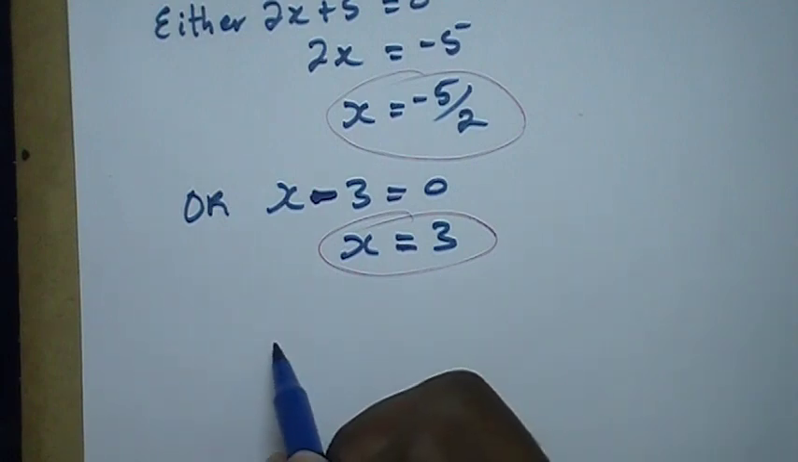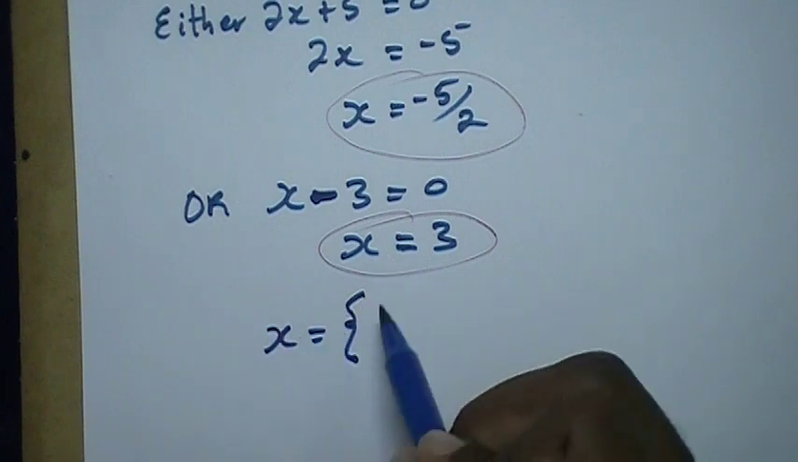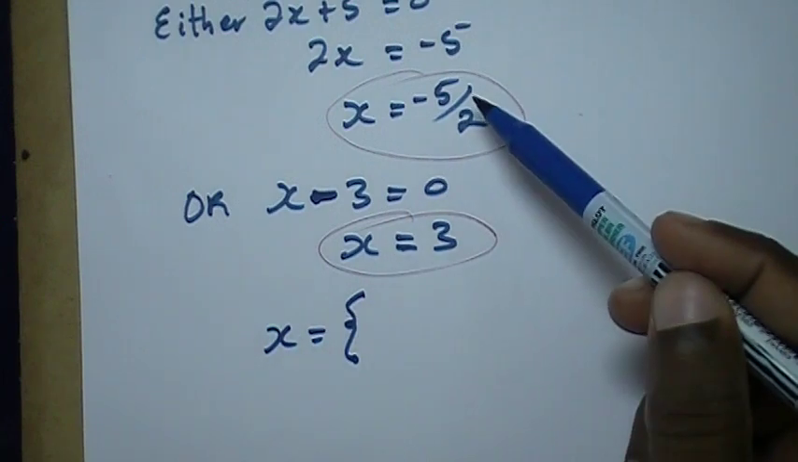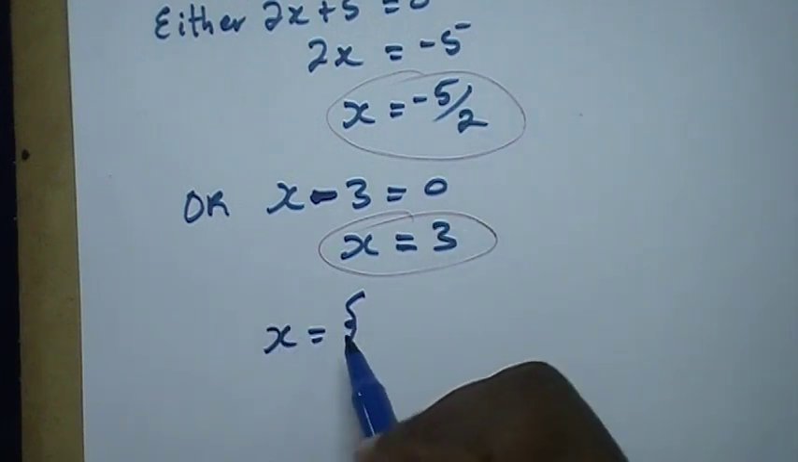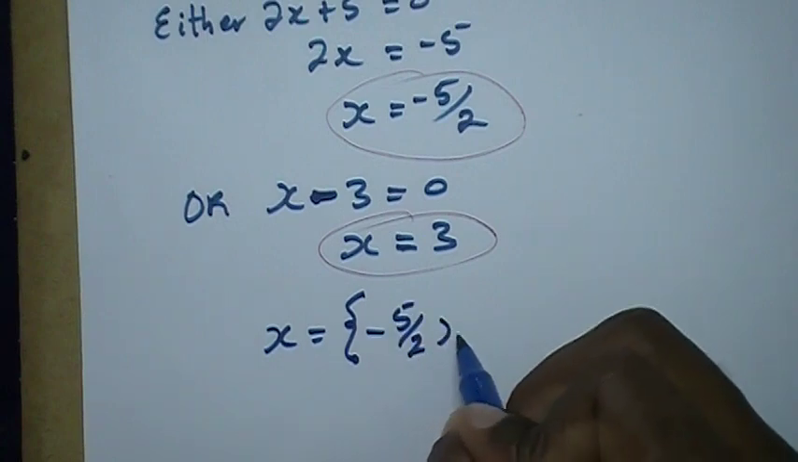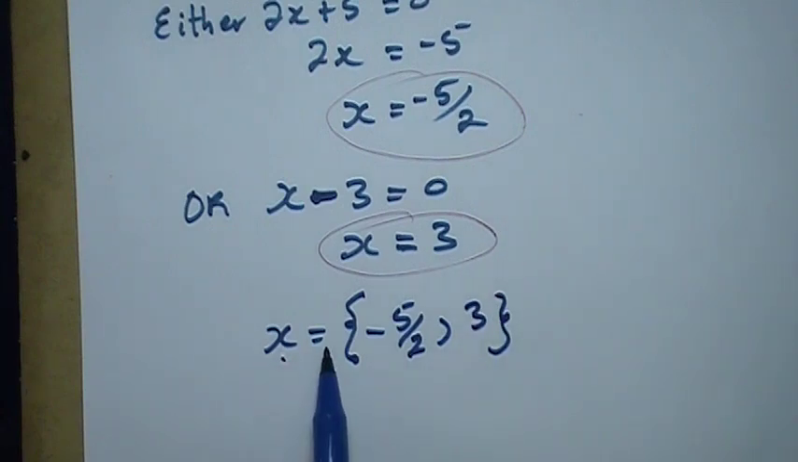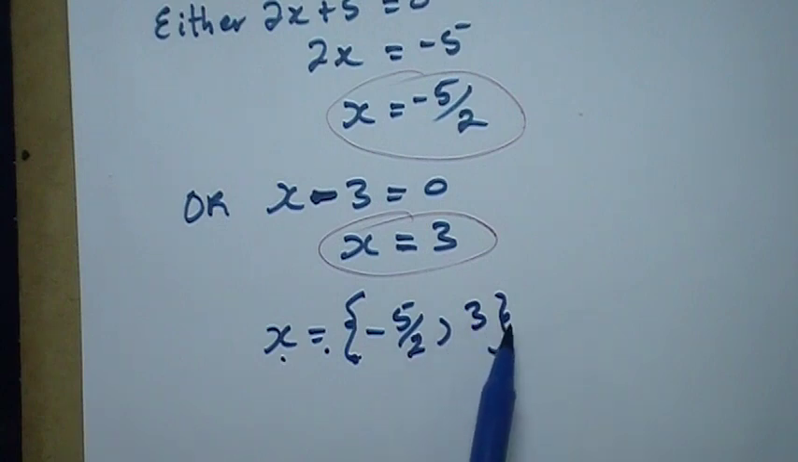So the two solutions for x, we can represent in a solution set. You don't have to do this unless you're required to, but this is an option of how you can represent it. This reads x is equal to the set of negative 5 over 2 and 3. Okay, x is equal to the set of negative 5 over 2 and 3.